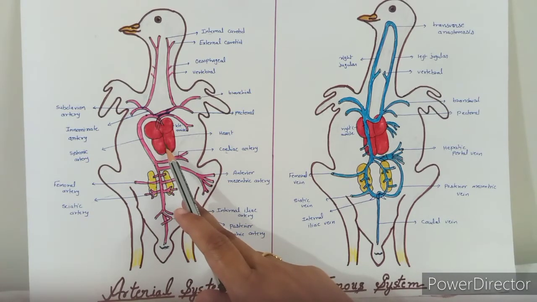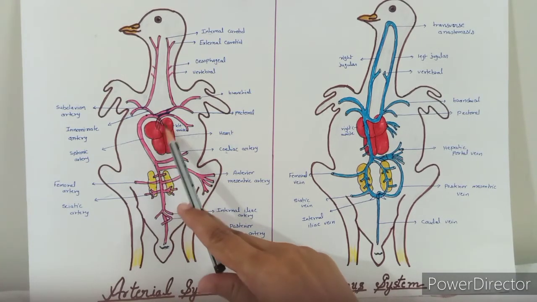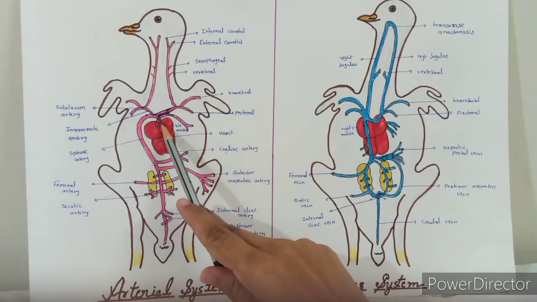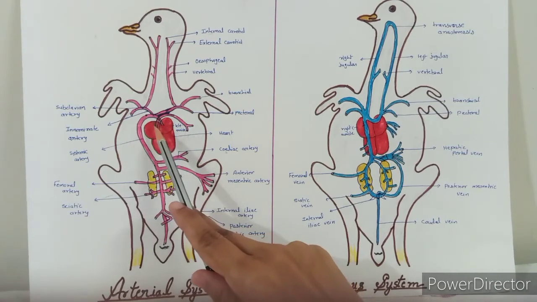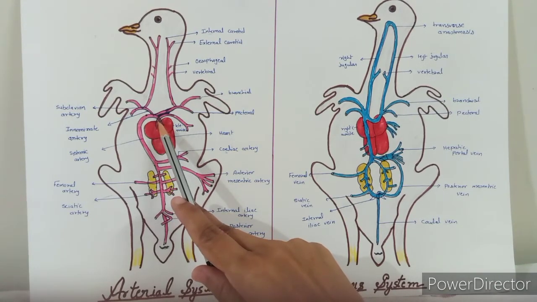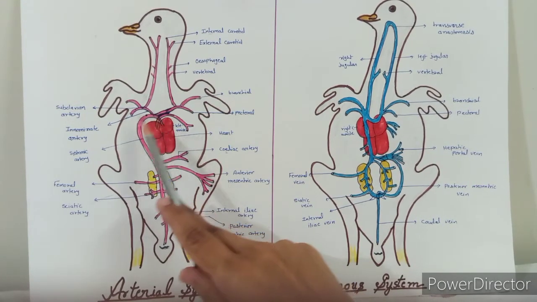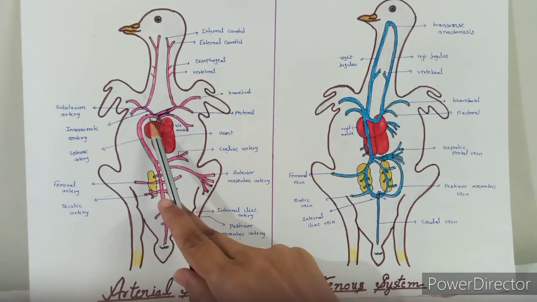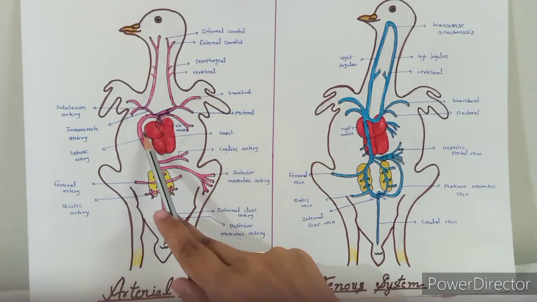So this is the heart. Okay, so this is basically the dorsal aorta. Okay, this one, the aortic arch, arises from the left ventricle. It is divided into three parts. This one, three parts means the first one is a systemic artery. This is the systemic artery, and the second one is also a systemic artery. This is from the dorsal aorta, and this supplies all the oxygenated blood to the posterior part of the body.